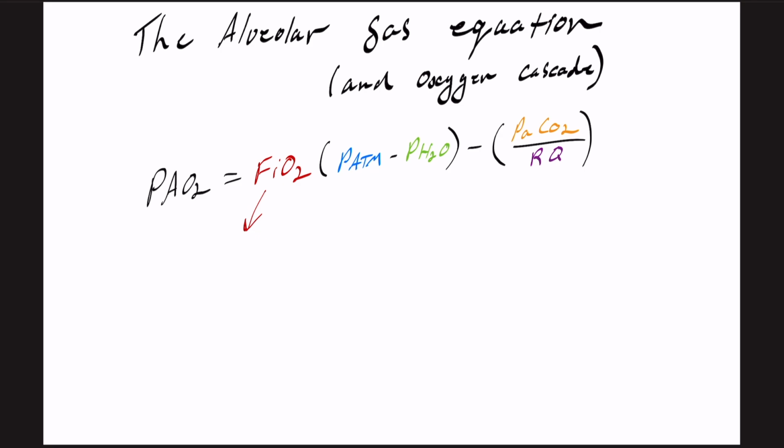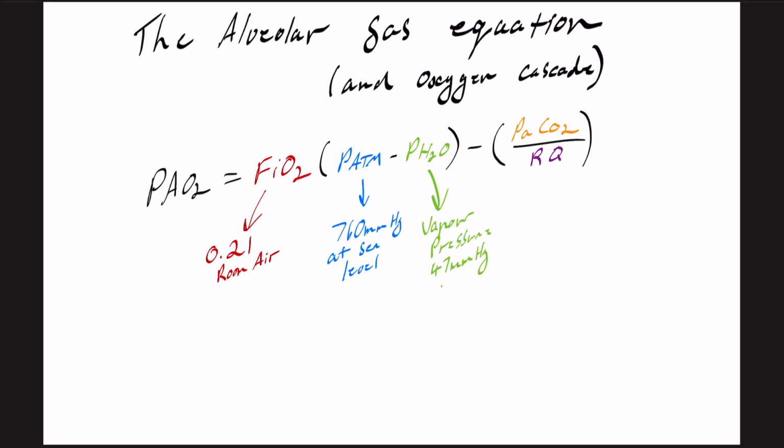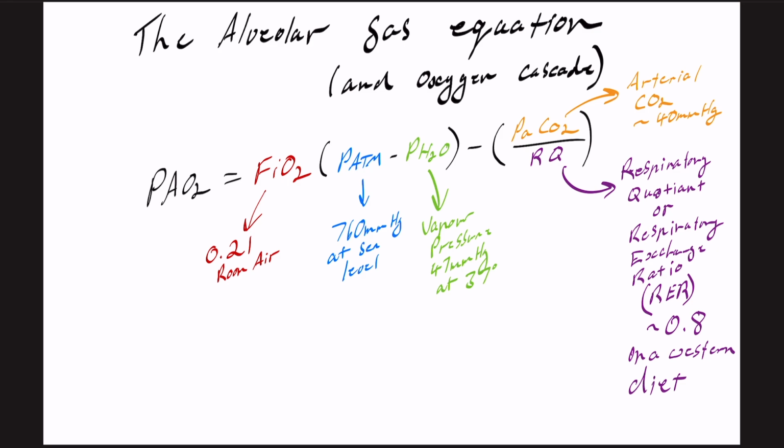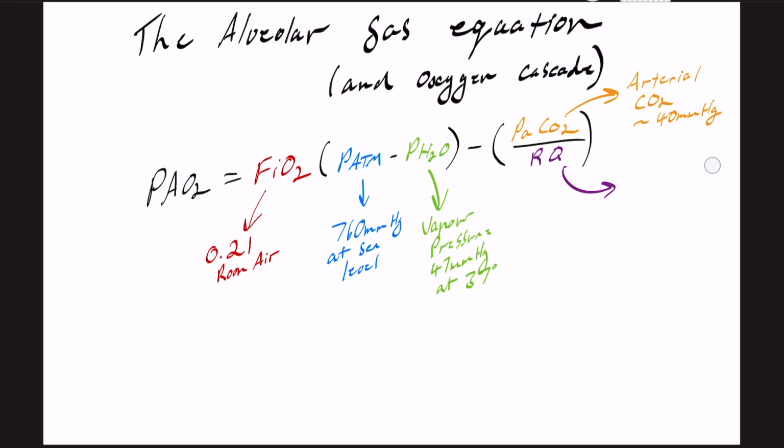So your FiO2 at room air is about 21%, so 0.21. Your partial pressure at atmosphere at sea level is 760 millimeters of mercury. Your vapor pressure, assuming 100% humidity, is 47 millimeters of mercury at 37 degrees Celsius, which is around body temperature. And your arterial CO2 in a normal person is about 40 millimeters of mercury. And your respiratory quotient or respiratory ratio is around 0.8, and that's on a Western diet, but I'm going to explain that further when we get to it later in the video.